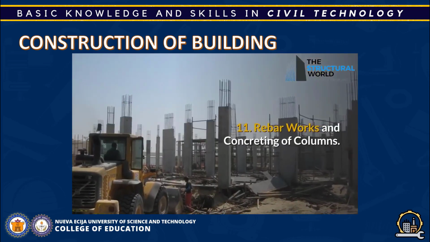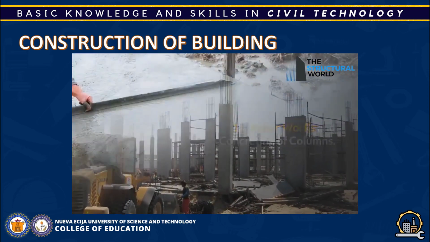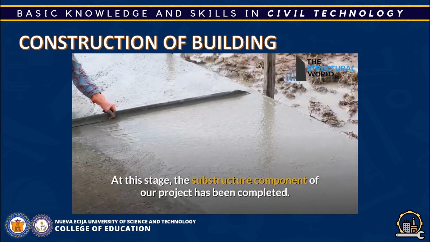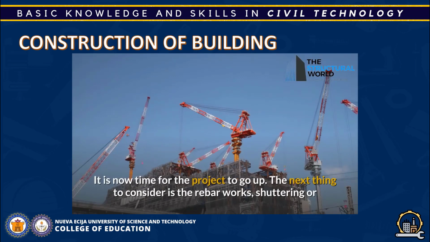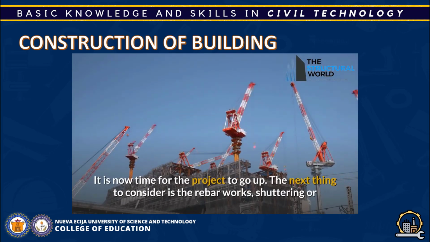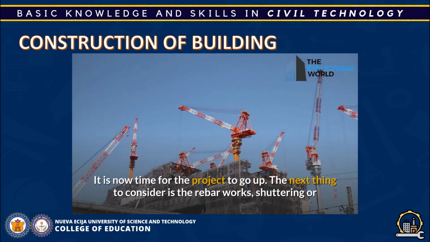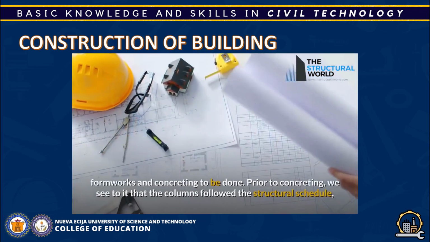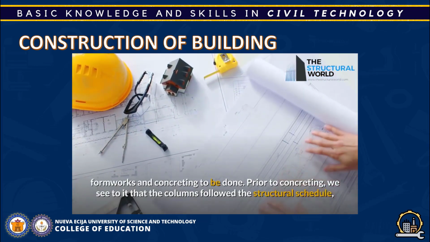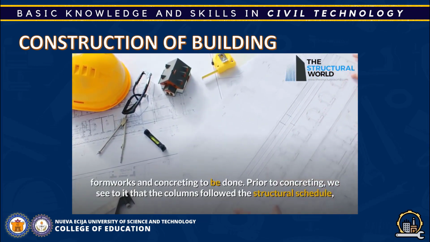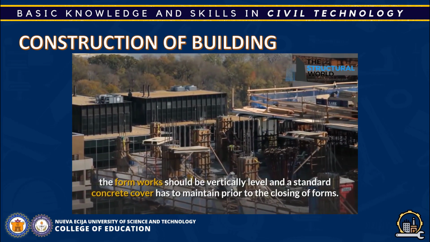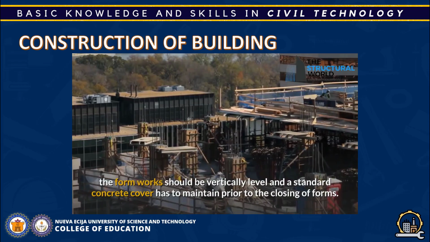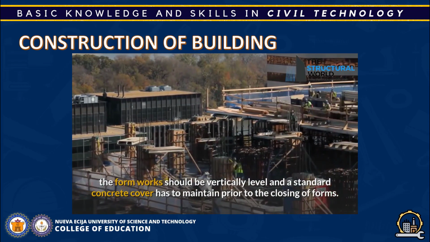11. Rebar works and concreting of columns. At this stage, the substructure component of our project has been completed. It is now time for the project to go up. The next thing to consider is the rebar works, shuttering or formworks and concreting to be done. Prior to concreting, we see to it that the columns follow the structural schedule. The formworks should be vertically level and a standard concrete cover has to be maintained prior to the closing of forms.